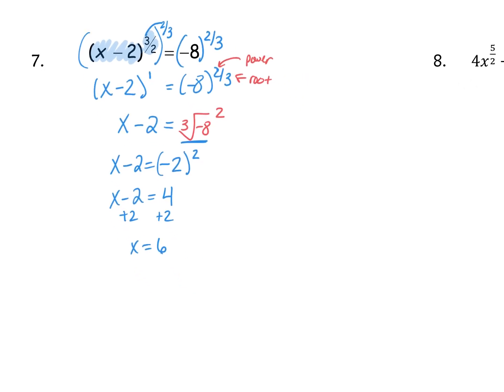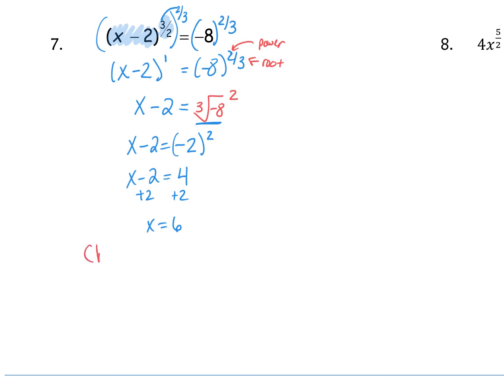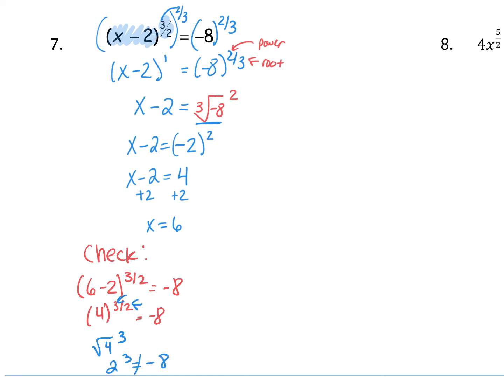All right, so now let's check this solution. 6 minus 2 to the 3/2 power equals negative 8. 4 to the 3/2 power equals negative 8. Well, 4 to the 3/2 power, this would be the square root cubed. So I'm going to have the square root of 4 cubed, which would be 2 cubed, which doesn't equal negative 8. It equals positive 8. So actually, this solution doesn't work. So the answer to this problem is no solution. So that's why it's so important to check our answers, because sometimes we're going to get no solution.